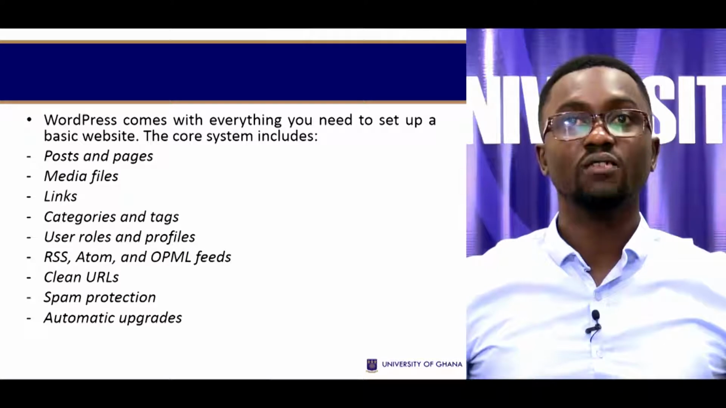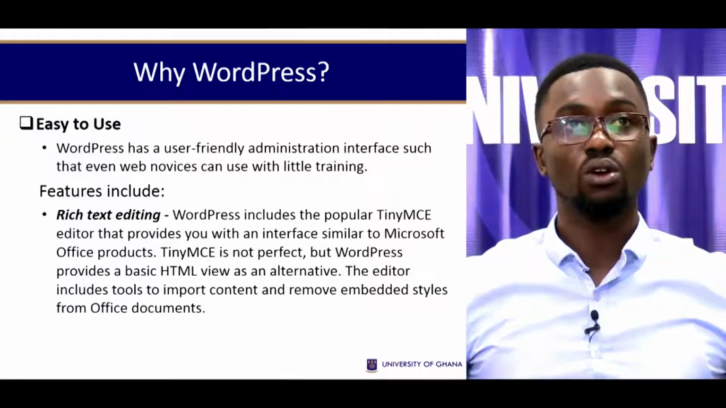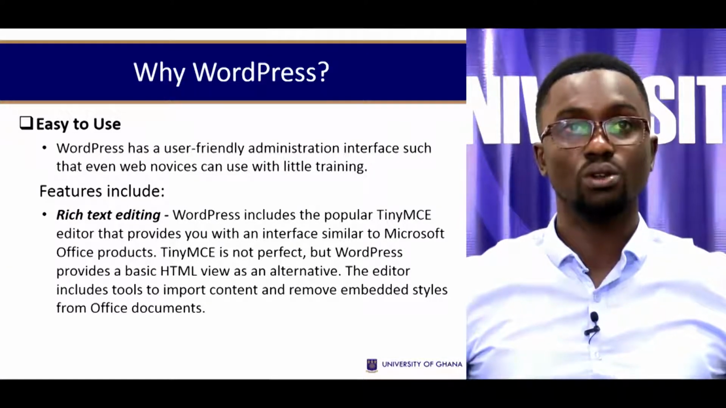Now, WordPress also comes with everything you need to set up a basic website. The core of WordPress includes posts and pages, media files, links, categories and tags, user roles and profiles, RSS, Atom, and OPML feeds. It also features clean URLs, spam protection, and automatic upgrades. WordPress is also very, very easy to use, just as it is easy to install. Now, WordPress has a user-friendly administration interface such that even web novices can use it with little training.